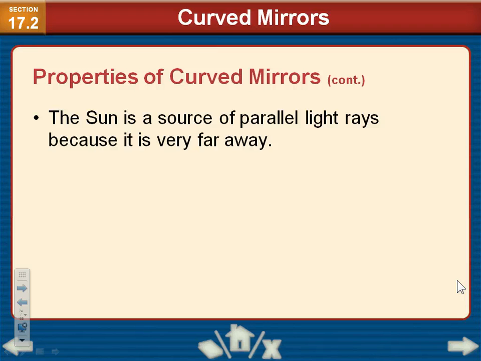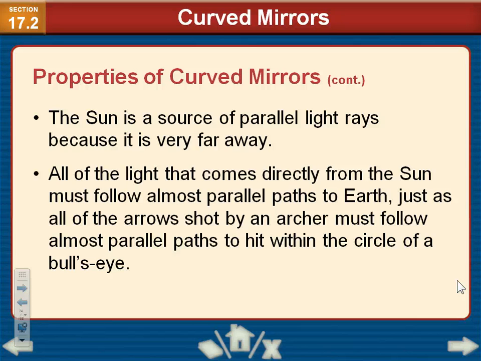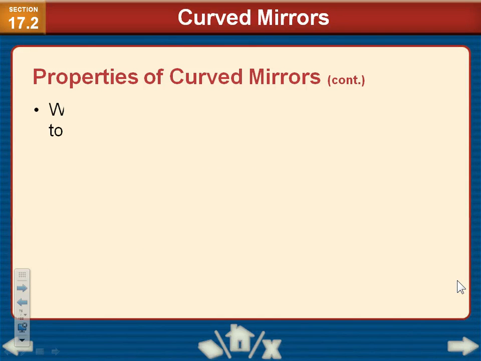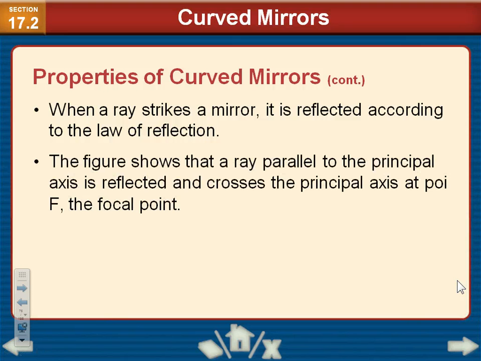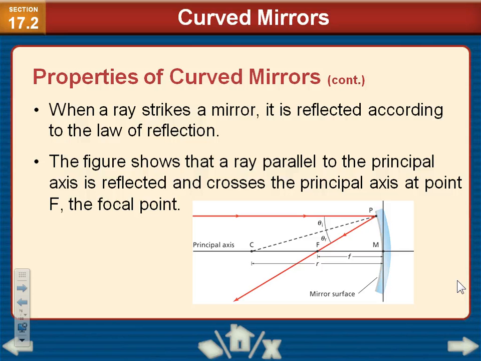So we think about all the sun's rays coming. By the time they get here, they're pretty much parallel with each other. When the rays strike the mirror, they're reflected in accordance with the law of reflection. The figure shows rays parallel to the principal axis, so a ray coming in parallel to the principal axis hits the mirror and bounces off. Remember angle theta I and theta R. It's going to bounce off at some angle.